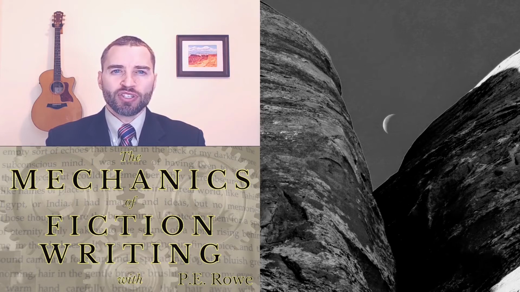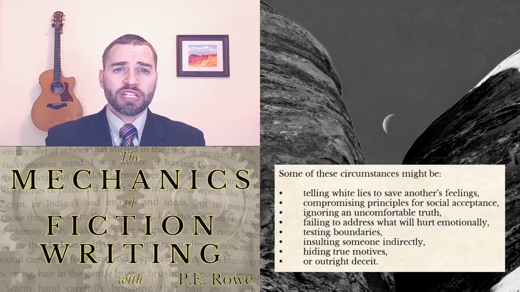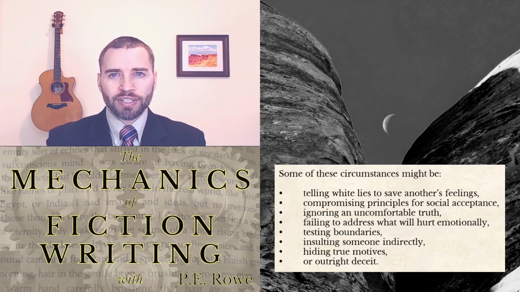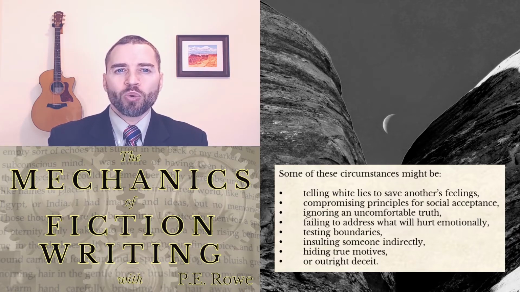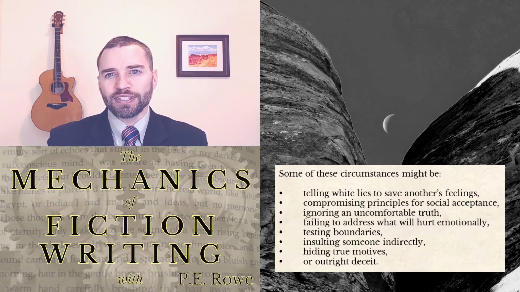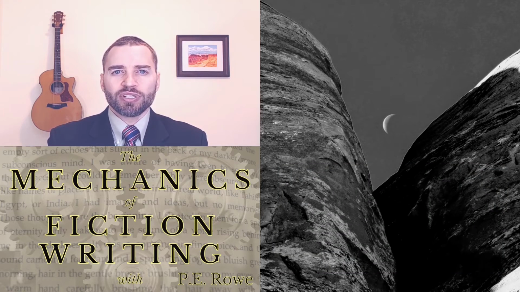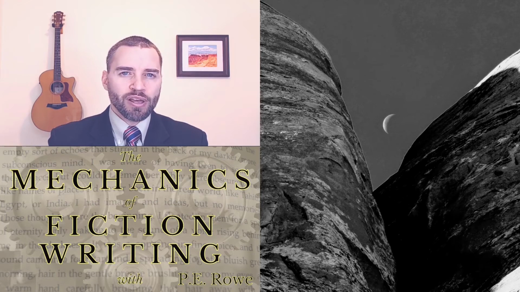There are quite a few other reasons we wouldn't realistically be direct with each other. Most of these circumstances occur when the risk of being direct is greater than the payoff of being indirect or ignoring the truth. Some of these circumstances might be telling white lies to save another's feelings, compromising principles for social acceptance, ignoring the elephant in the room, failing to address what you know will hurt, testing an adversary's boundaries, insulting someone indirectly, hiding one's true motives, or outright deceit. All of these are realistic circumstances where a person might say one thing and mean another.